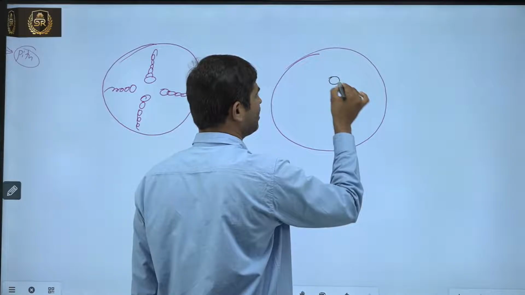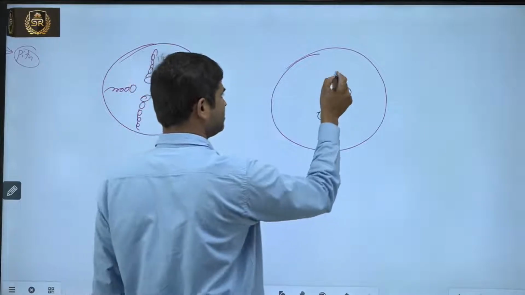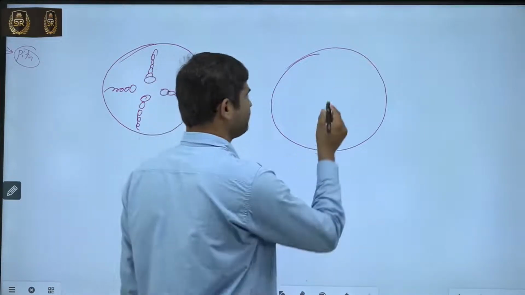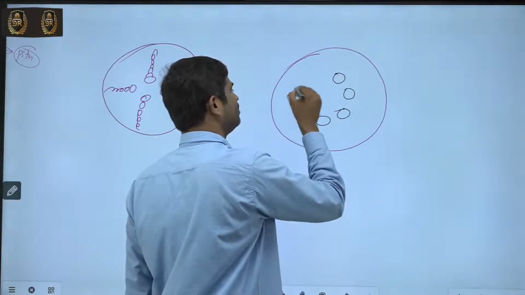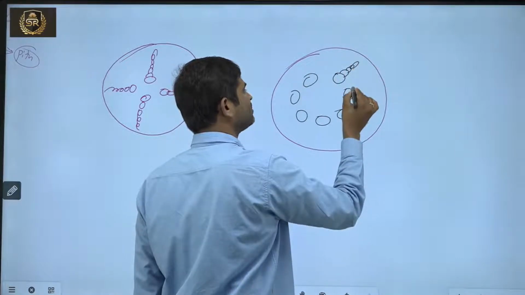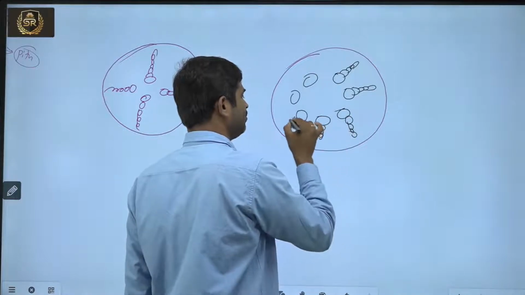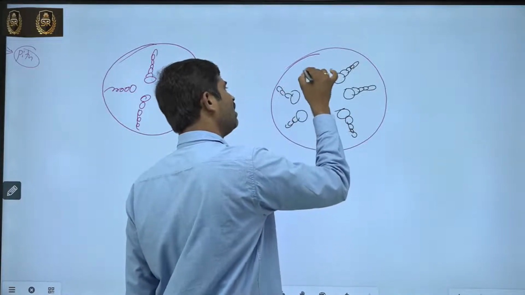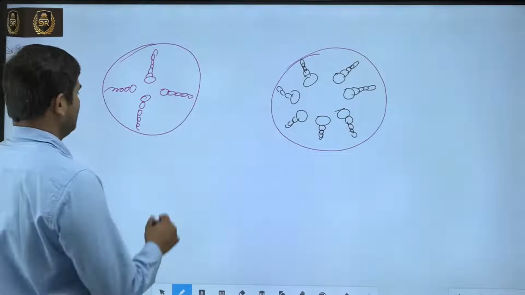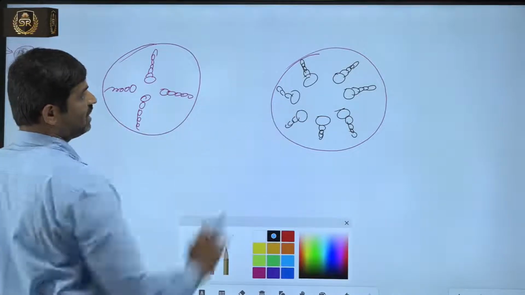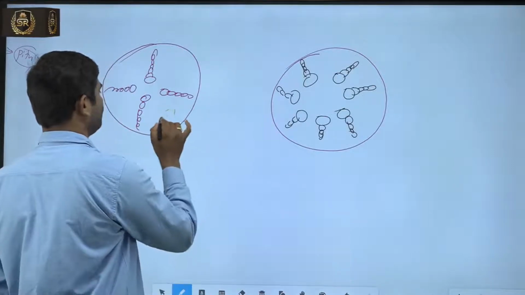Polyarch means many xylem vessels: 1, 2, 3, one or more xylem vessels are present. This is the polyarch condition. In this case, dicot has the tetrarch condition and monocot has the polyarch condition. Next one, this is phloem.